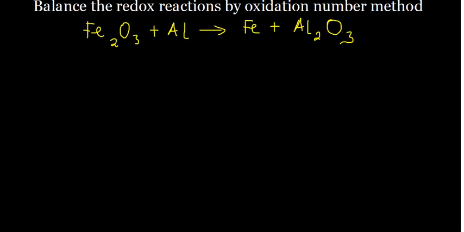Okay, let's look at examples. You have this question here: iron oxide plus aluminium going to iron plus aluminium oxide. Let me rewrite this in the middle.